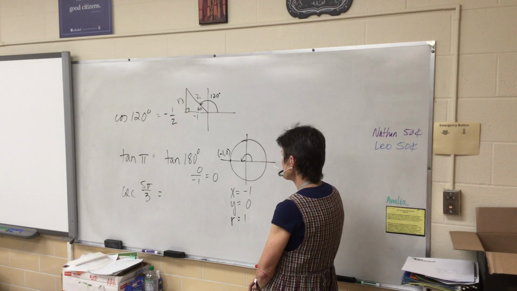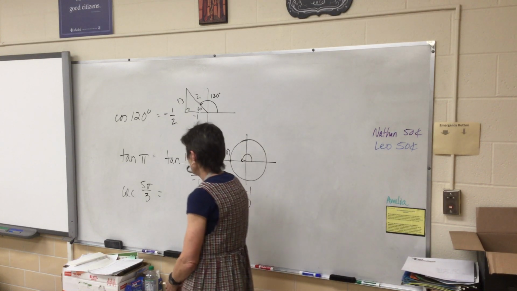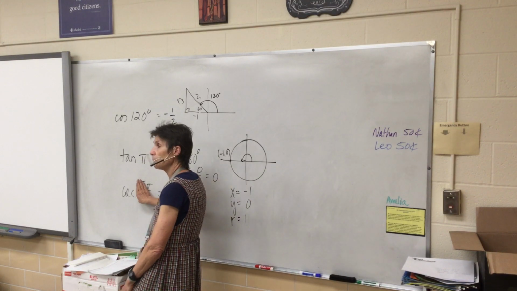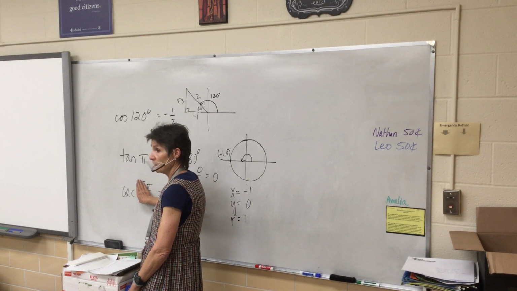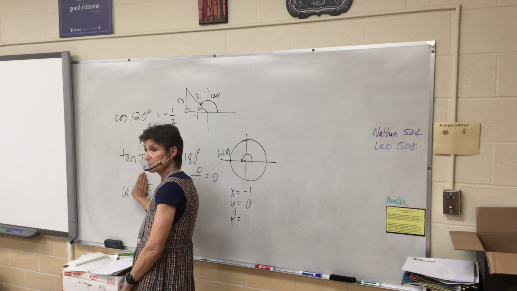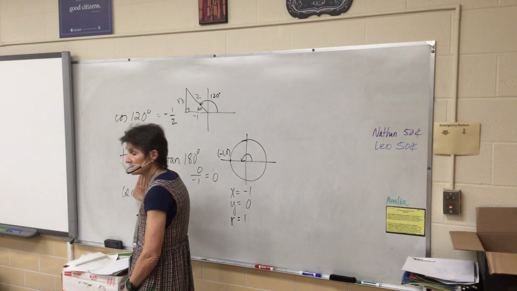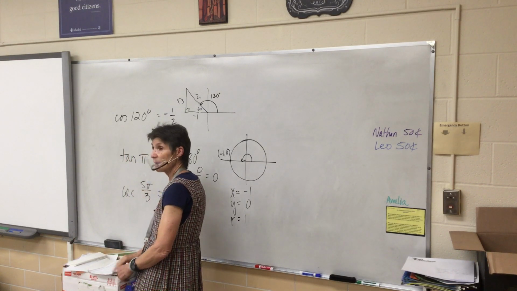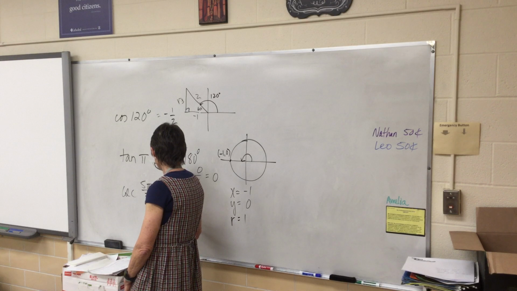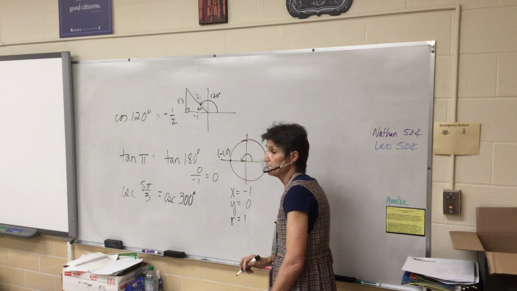All right, cosecant 5 pi over 3. What's 5 pi over 3? Well, you just told me pi was 180. 180 divided by 3 would be 60, and 60 times 5 is 300. So we're finding the cosecant of 300.